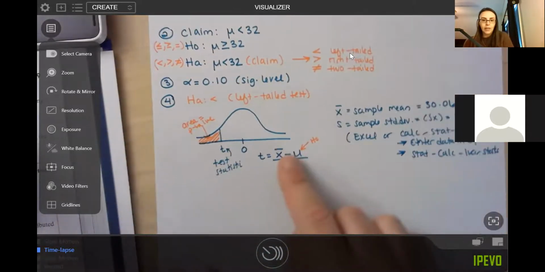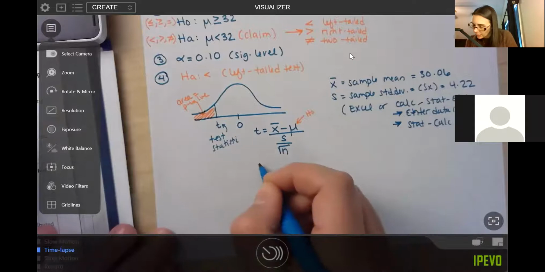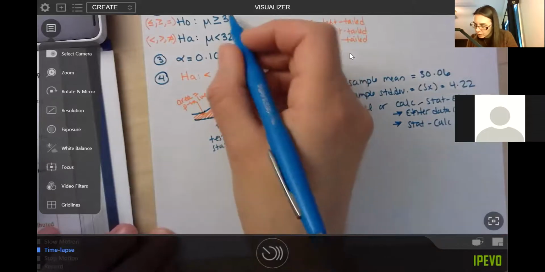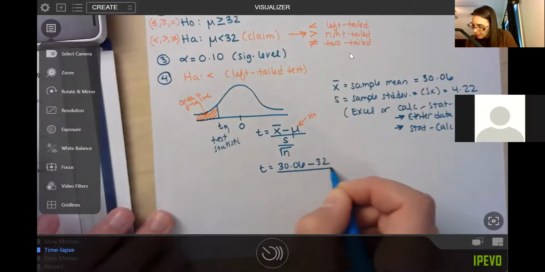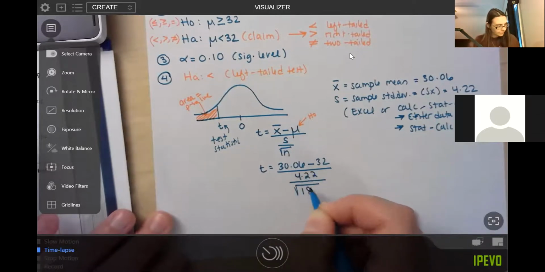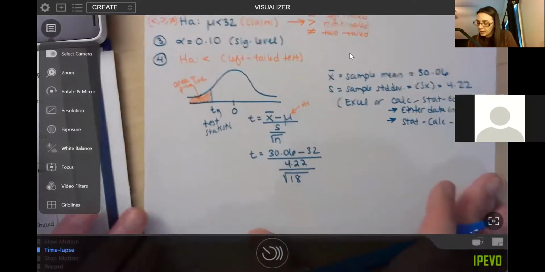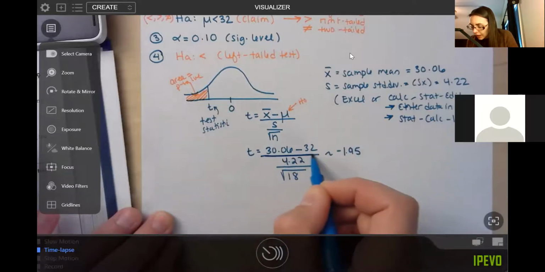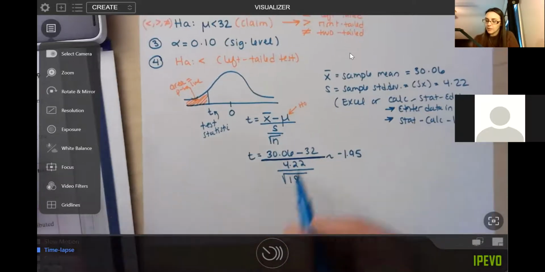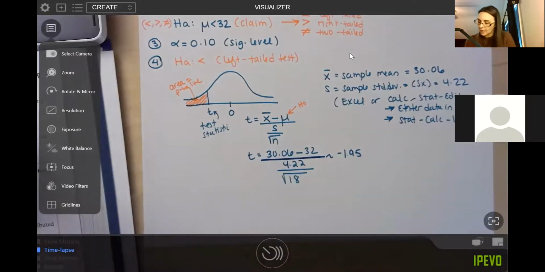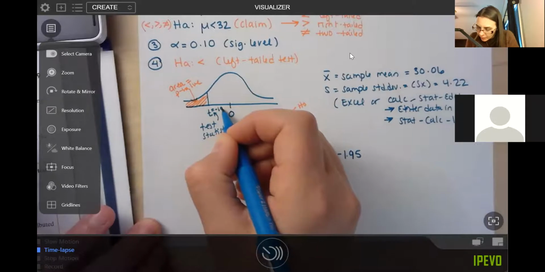So now that I have those values, I can go ahead and plug them into my formula. So I'm going to have 30.06 minus the mean value here was 32. My standard deviation is 4.22, and then I'm dividing that by the square root of 18. And when you divide this all on your calculator, you should get about negative 1.95. Okay, so give that a try at home. If you're not getting the right answer, then just take your time, simplify the numerator, simplify the denominator, use all the decimals, and divide it out again. So you should have about negative 1.95. So this value here is negative 1.95.